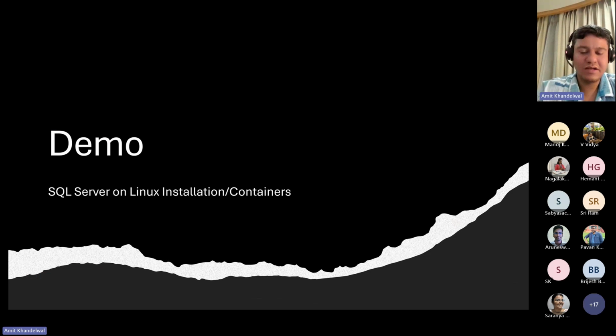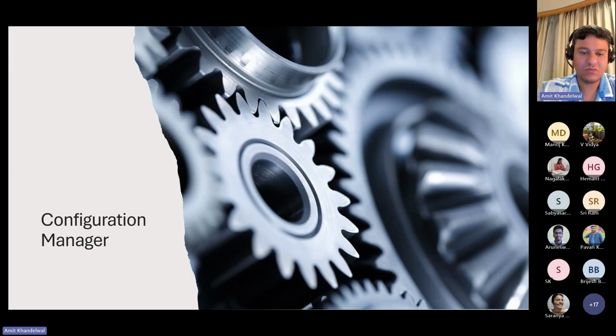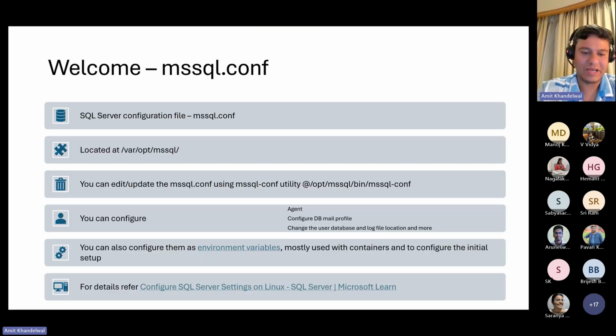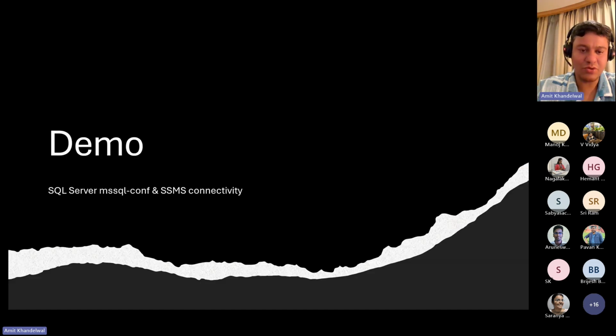So we've seen the demo here. Now we looked at the configuration manager. You can actually use this for enabling agent, DB mail, you can change the location for user databases, log files, and change the location for your error log files. All of that can be done using the MS SQL config utility that I just showed to you.